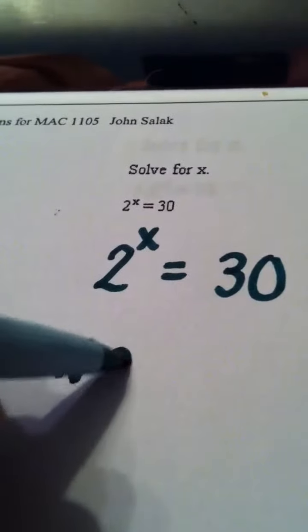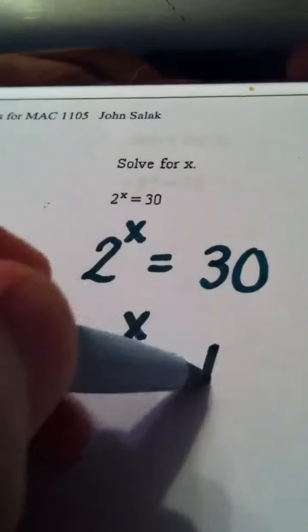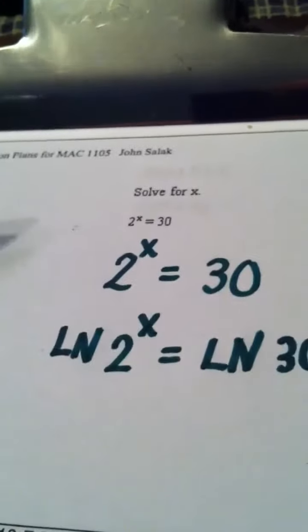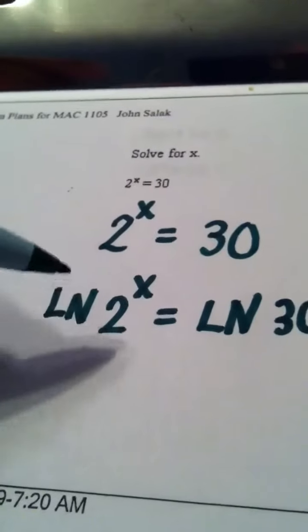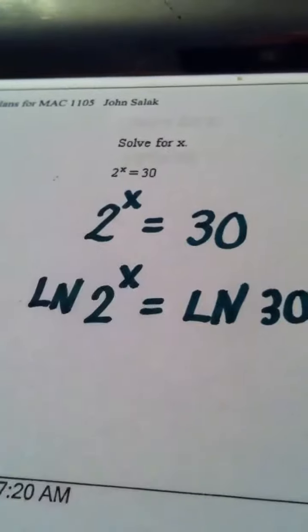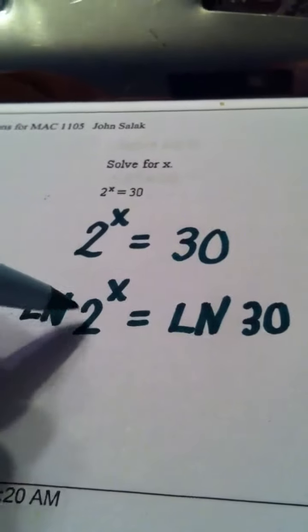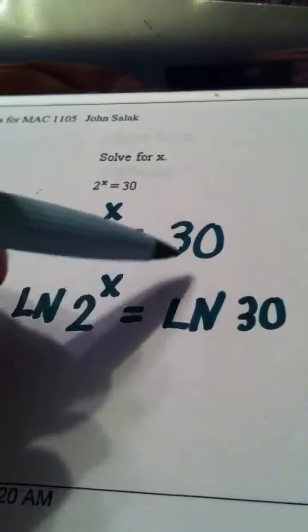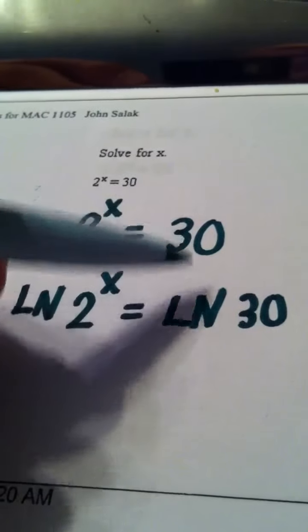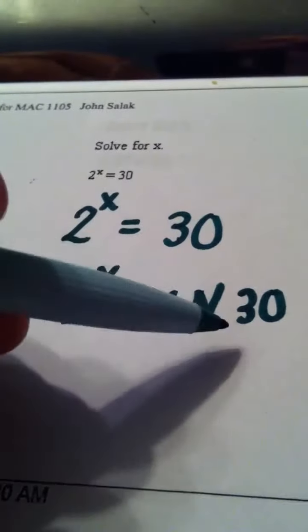The natural log of 2 to the x is equal to the natural log of 30. And basically the rationale behind this step, if 2 numbers are equal, when I put each of them into the same function, I'm going to get equal answers. Okay? So I took the natural log of the left-hand side, I took the natural log of the right-hand side. I know they're going to be equal because the 2 numbers were equal to start with, so their outputs from the natural log function will also be equal.